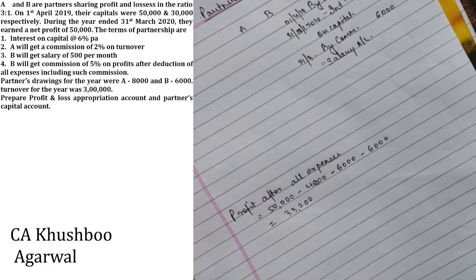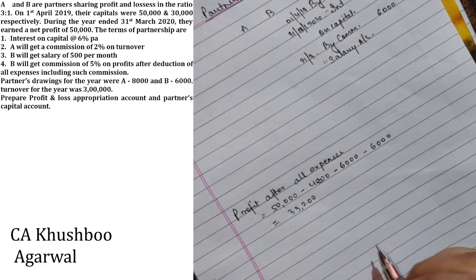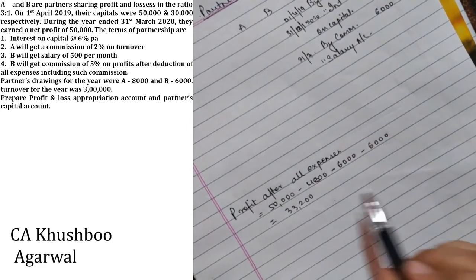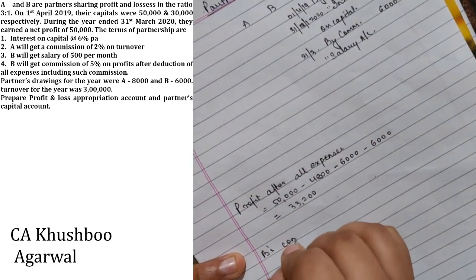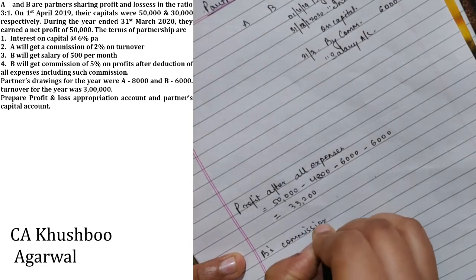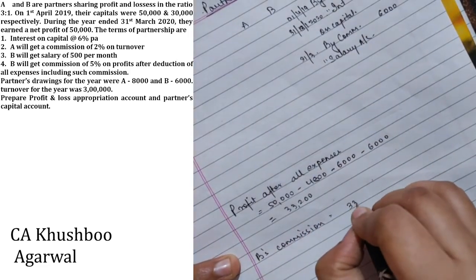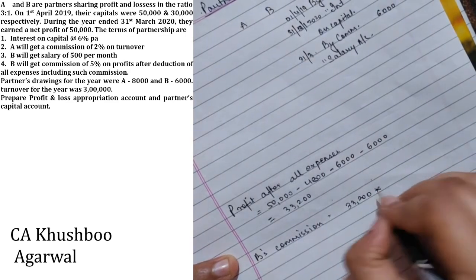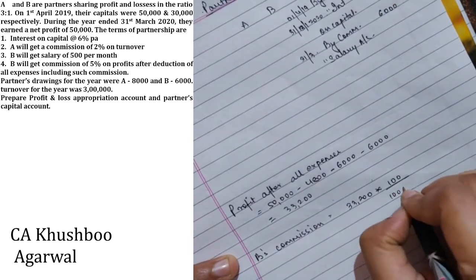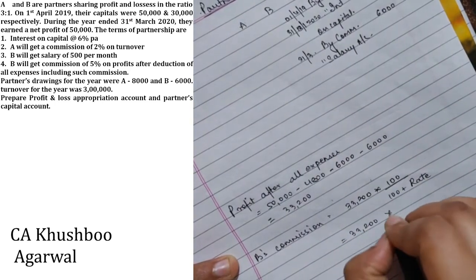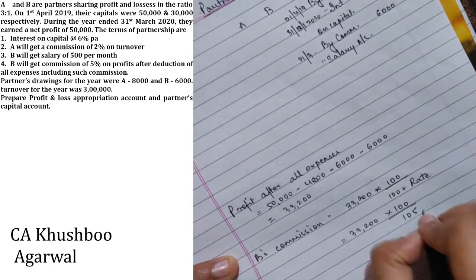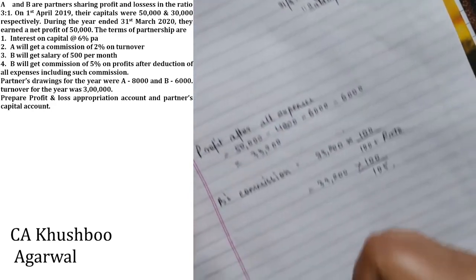Now it is given that B will get the commission after deduction of all expenses, including such commission. Means we will have to deduct B's commission as well. So B's commission will be calculated as the profit after all expenses into 100 by 100 plus the rate, that is 105. So why did we do this? This is like a unitary method.